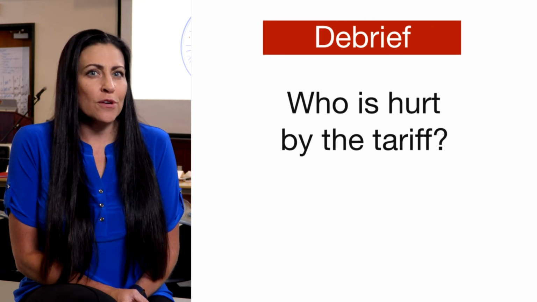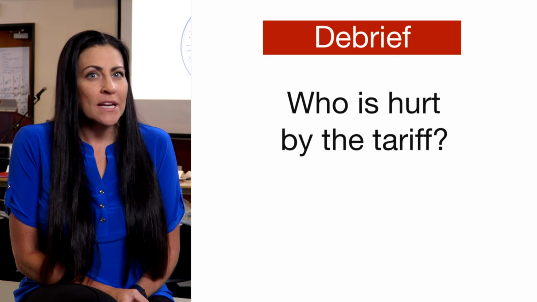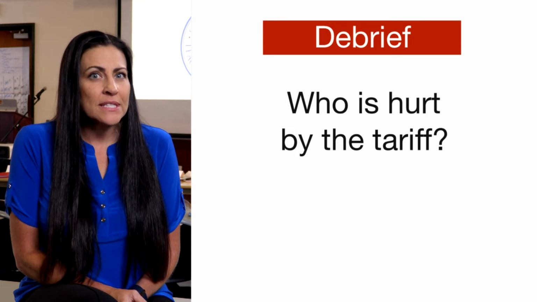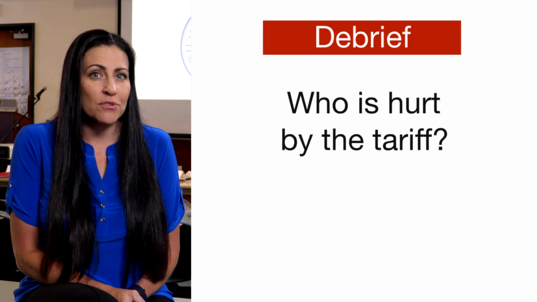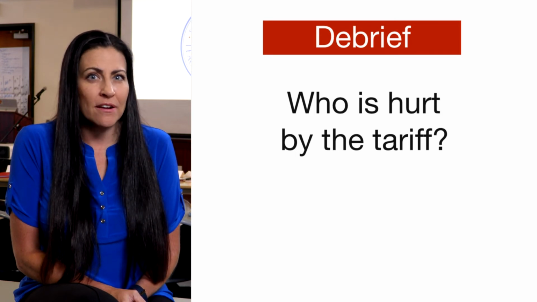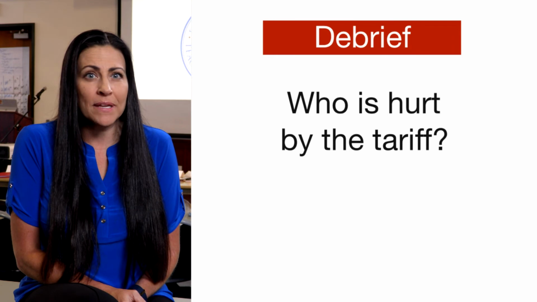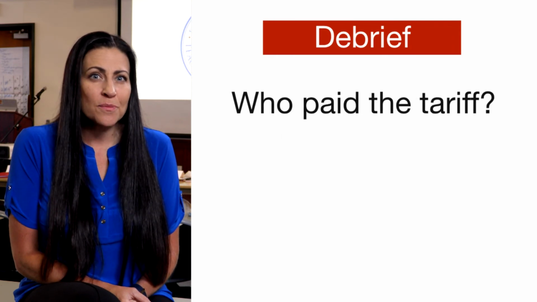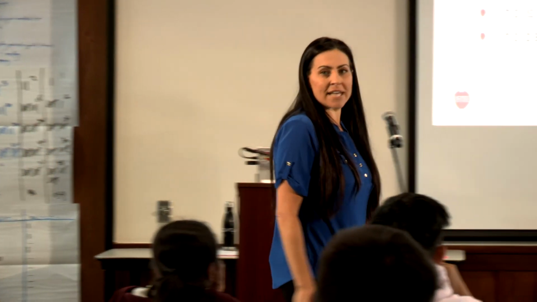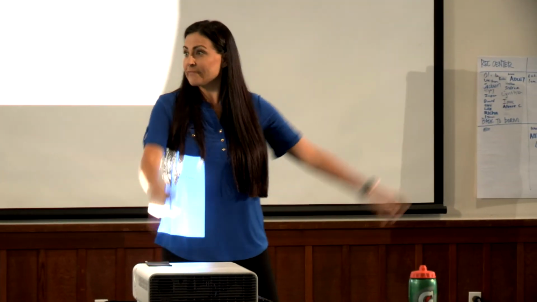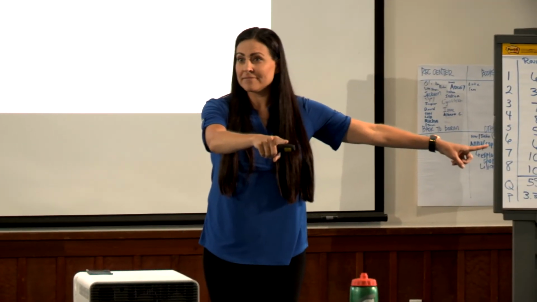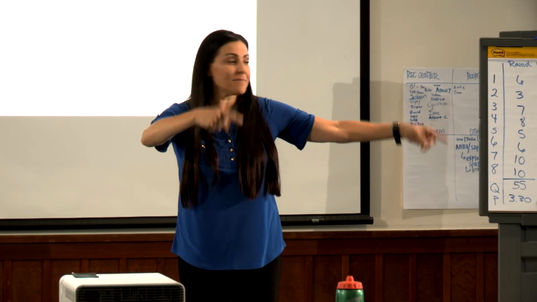Ask students who is hurt by the tariff. It might not be obvious, but help students see that people who would have traded had the tariff not made it too costly are hurt by the tariff. Those trades just don't happen. Ask the students who paid the tariff. Who paid the tariff? They will probably report that country O paid the tariff. After all, the tariff was imposed on them, and they had to pay it directly.